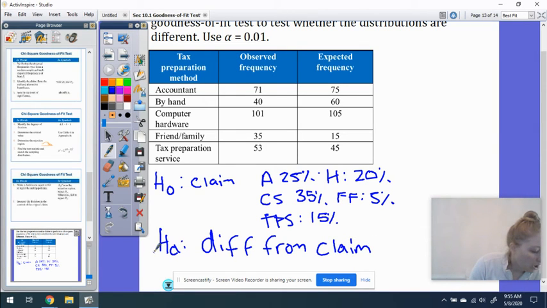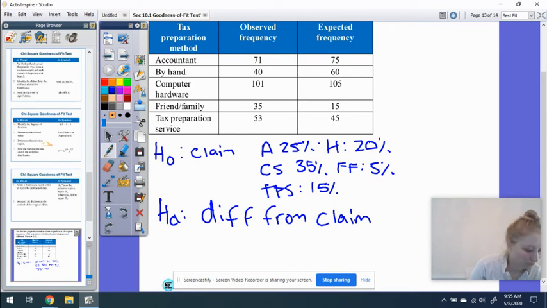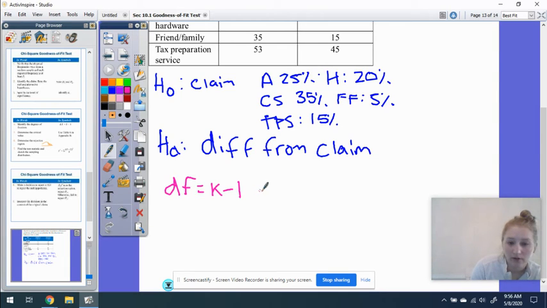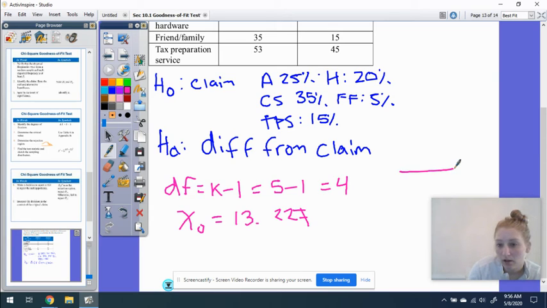Okay. All right, so we're going to use our formula now. And actually, before we do that, let's find our critical value. So our degrees of freedom, remember, is categories subtract 1. So in this case, I've got 1, 2, 3, 4, 5 categories. So 5 subtract 1 is 4. Okay. And if I look in the back of the book using my 1% alpha significance level, I am going to get my critical value as 13.227. So what is that telling me? That's telling me that anything greater than 13.227 is in my rejection region.